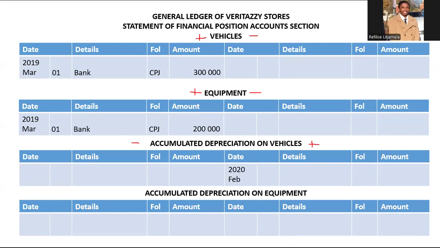Here, I will increase this by the depreciation for the current year, which was 60,000 rand. On equipment, I will increase it by the depreciation for the current year, which will be 50,000 rand. I will do the balance carry downs later on. For now, I'm just showing you the basics.